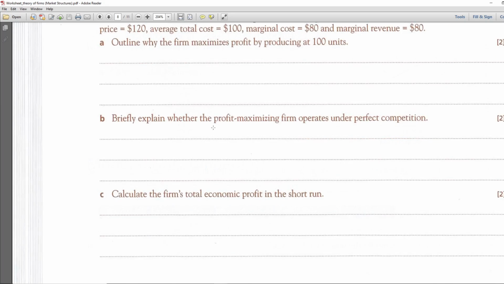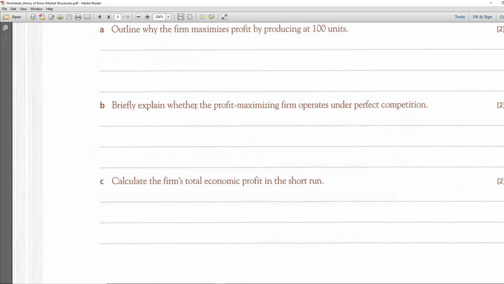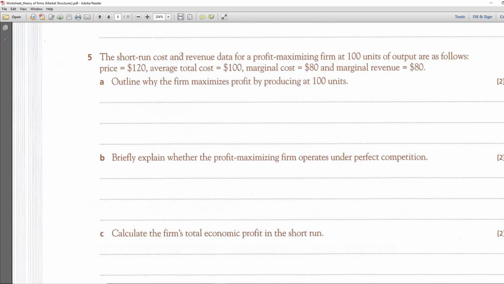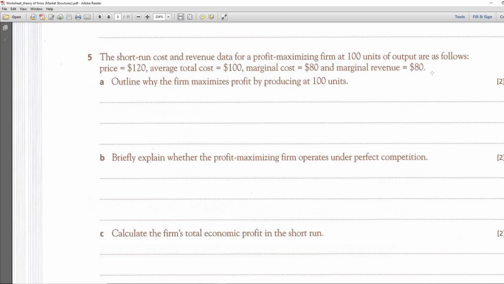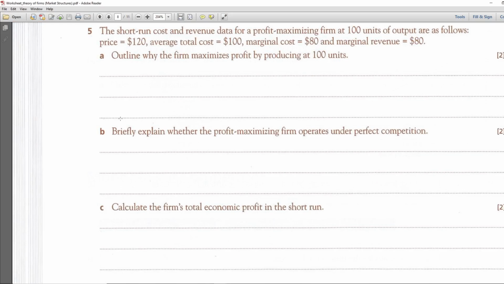What about B? Explain whether the profit maximizing firm operates under perfect competition. Because in the question they haven't told you what kind of market that company is working in. So this question is basically asking you if they are operating under perfect competition.